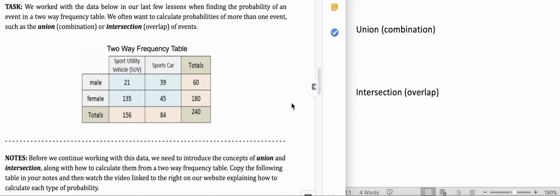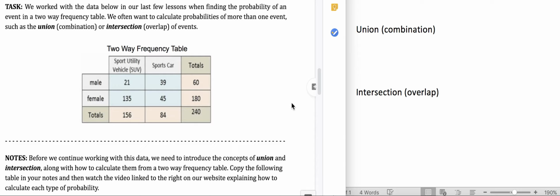Hi girls. So today we're talking about our two-way frequency table and what it means to find the union or the intersection of events. Union, another word for that is the combination of events, where I have the word "or" happening. Intersection is the overlap of events where we have "and."